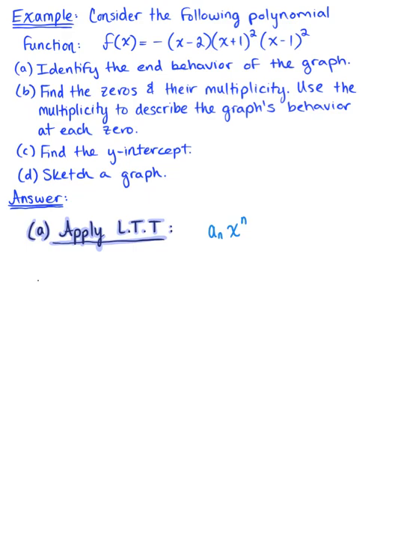So how are we going to identify this leading term given this factored polynomial? Well, we could expand everything out, but that's going to take a long time. So what else can we do? Let's begin by noticing we have a negative 1 in the front. So that's going to be our a sub n. But still, how do we identify x to the n?